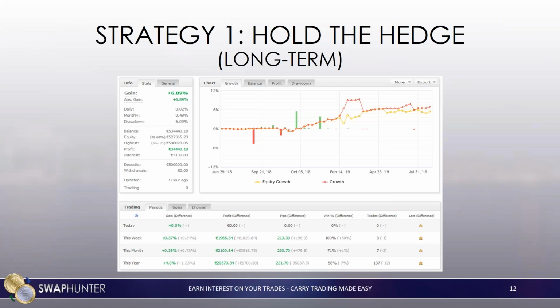We've generated nearly 7% in the past year. Now, I don't know which country you live in or which country you come from, but getting 7% from the bank is unheard of these days. It's not possible. They're not going to offer you a vehicle. So this is how hold the hedge works. Slow, steady growth, high net worth individuals, patience, low risk.